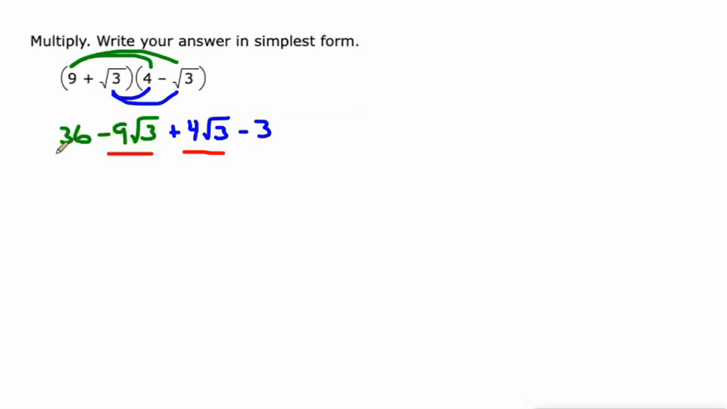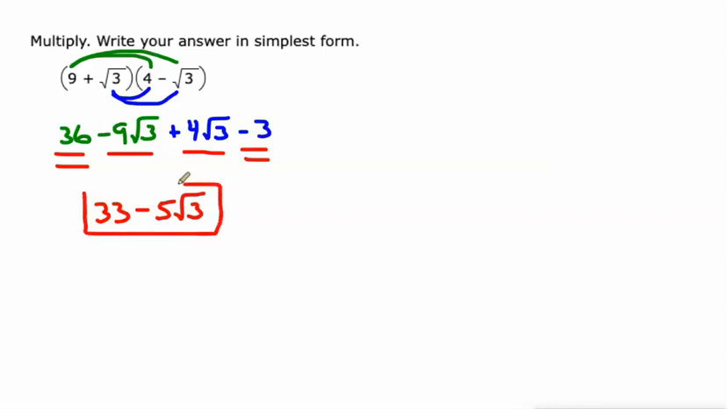The 36 minus 3 can be combined. 36 minus 3 is 33. And negative 9 square root of 3 plus 4 square root of 3 is negative 5 square root of 3. And that's as far as we can simplify this one.